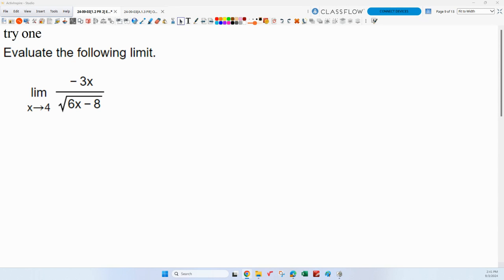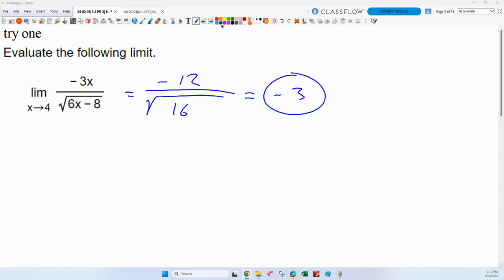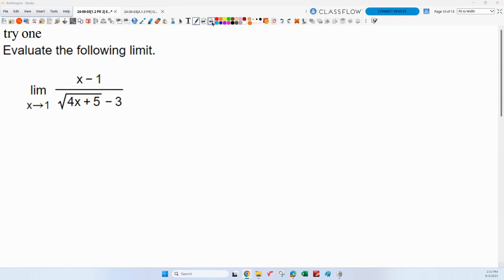Let's make an important point here. What do you always try first? Direct substitution. Now I know you guys assumed, okay, we just did one like this, so he's getting it. But you always got to try it. You always got to try direct substitution first, and it works. This is a piece of cake. If I just evaluate this thing directly, I just get negative 12 over the square root of 16, which is negative 3, and I'm done, right? Okay? Okay, stay there. Try that one.